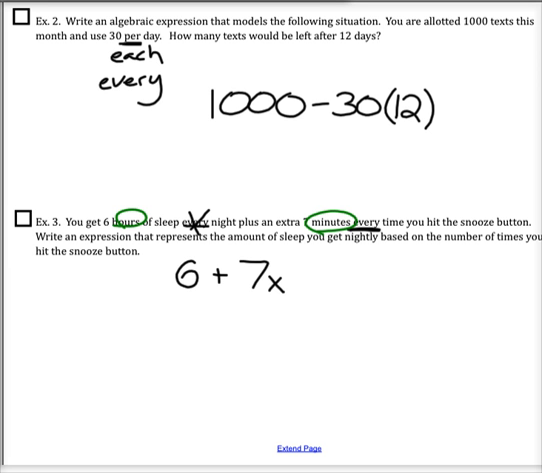Now, the way I think is easiest to remedy this problem is with the 6 hours. Even if you multiply that by 60, it'll give you the number of minutes. That is 360 minutes, okay? And the 7 is already in minutes. You could convert it to hours, but that'll leave you with decimals, which students typically don't like. So I would convert it to minutes. 360 minutes plus 7 more minutes for every time you hit the snooze button. And that is going to express how much sleep you're getting.